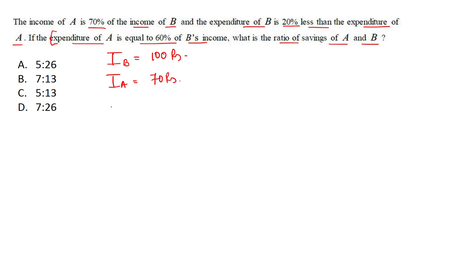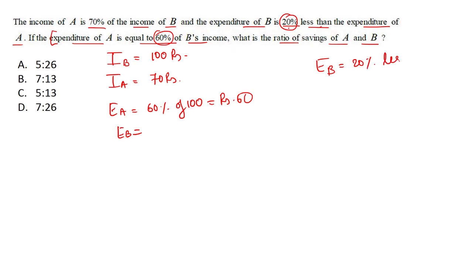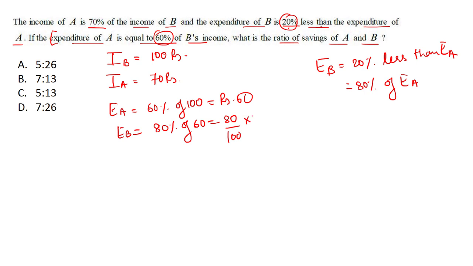Now, expenditure of A is 60% of B's income, 60% of 100 rupees, that is going to be 60 rupees. And expenditure of B is 20% less than the expenditure of A. That means B's expenditure is 80% of A's expenditure. So it would be 80% of 60. That comes out to be 80 upon 100 into 60. 8 sixes are 48. So expenditure of B is 48 rupees.